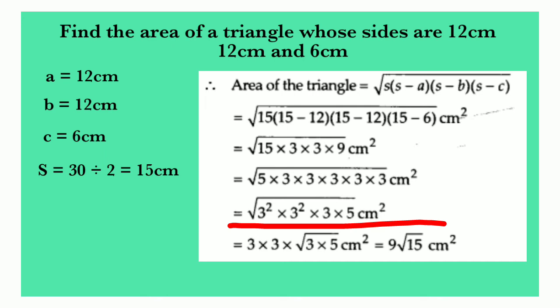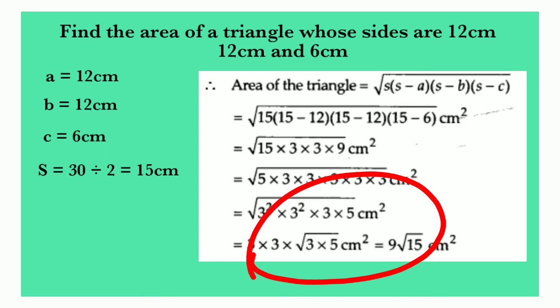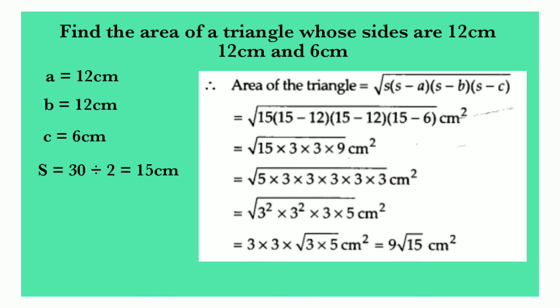Then the last step. What is the last step? 3 square means 9. Root 9 is equal to 3. We write here 3. Then 3 square again 9, root 9 is equal to 3, so we write here 3 into root of 3 into 5. That means there is no pair for 3 and there is no pair for 5, so we write them inside the root. So 3 into 3 is equal to 9, and root 3 into 5 means root 15. So the area of the triangle is equal to 9 root 15 centimeter square. This is the area for the given measurements.